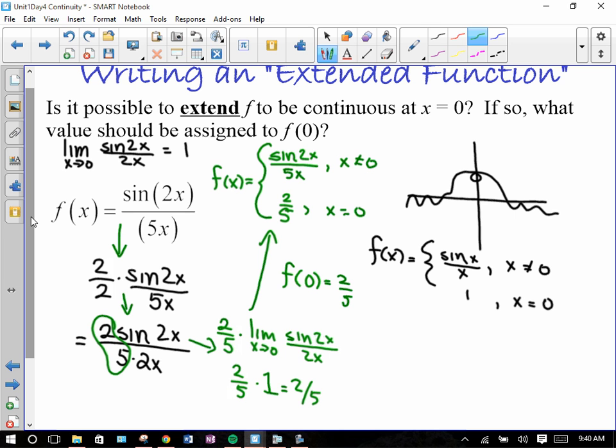Alright, so, cool? Does it make sense? Yeah. So what you do, you just find the limit at whatever x is, and then you take that and you define it as f of x, or f of whatever value, equal to that limit.